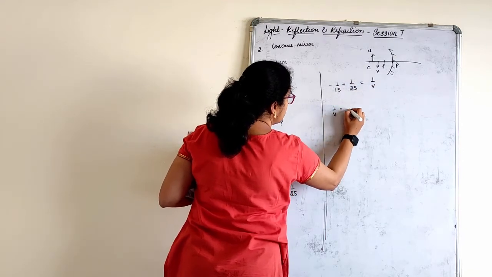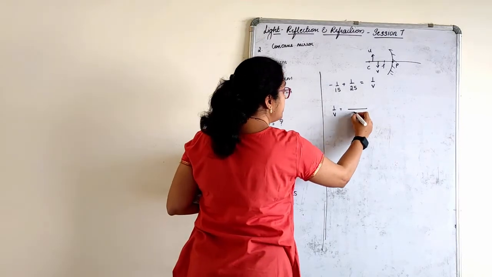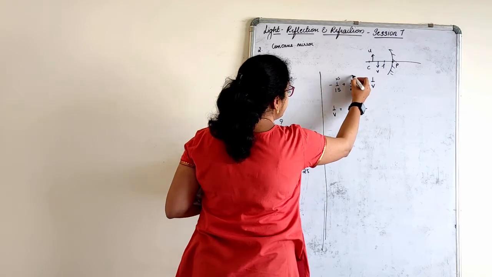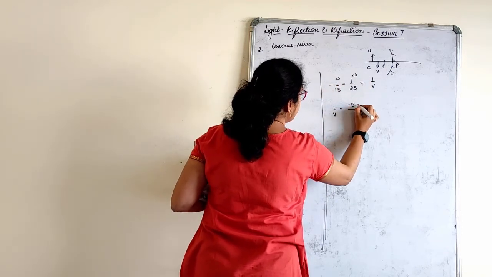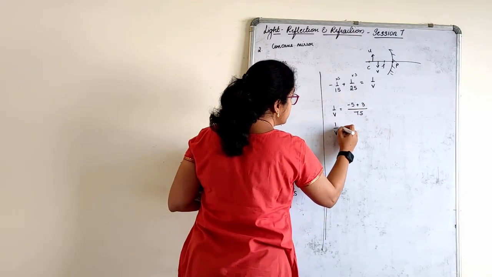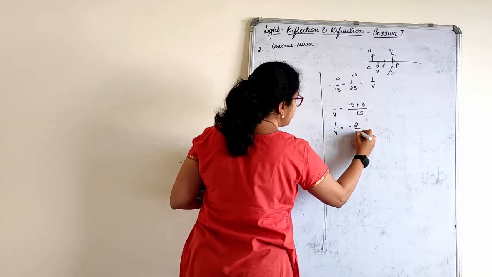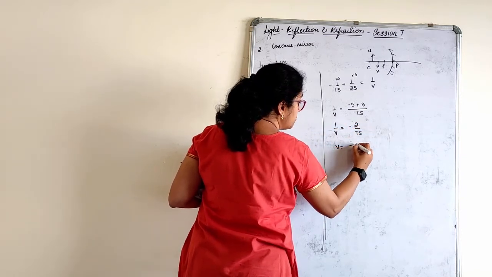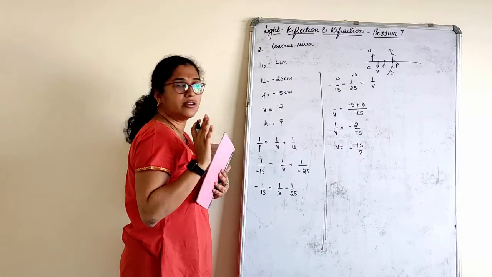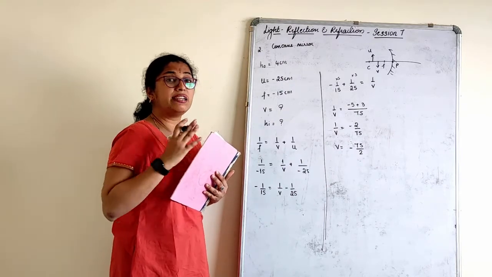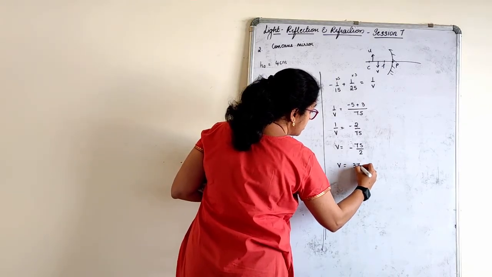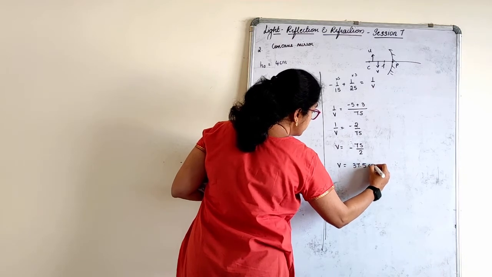So 1 by V is equal to, 15 and 25, the LCM will be 75. 15 5s are 75, 25 3s are 75, so minus 5 plus 3. Very clear? 1 by V is equal to minus 2 by 75. So V is equal to minus 75 by 2. See, the number I am not changing. Minus is for the whole number, children. Remember that. Minus is not only for 2. I need not teach you on this again, which you all know. So V is equal to minus 37.5 centimeter.